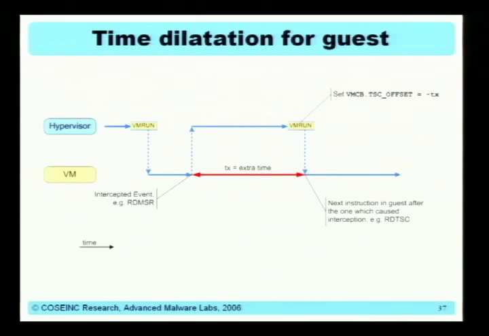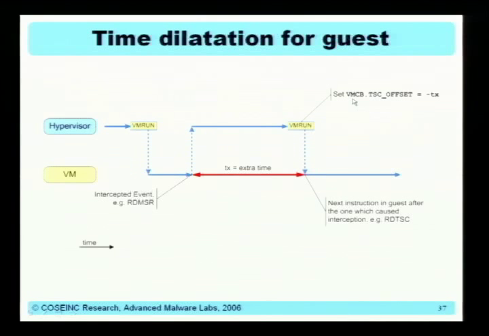It's easy for us to cheat about the time for the guest. So again, here we have the hypervisor. It calls VM run, so we're executing inside the virtual machine. Let's say we call read MSR here. This is intercepted, and we go into the hypervisor. The hypervisor does something to service this call, and then it restores the execution of the guest. So it took some extra time, x extra cycles.